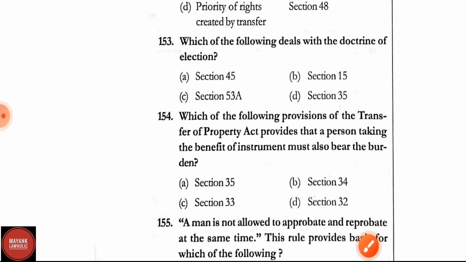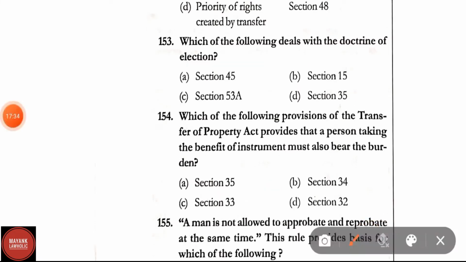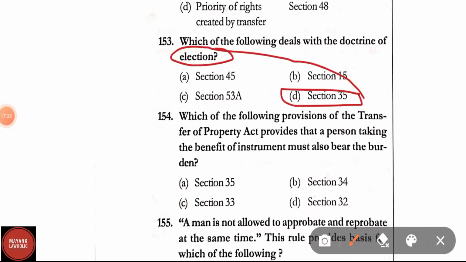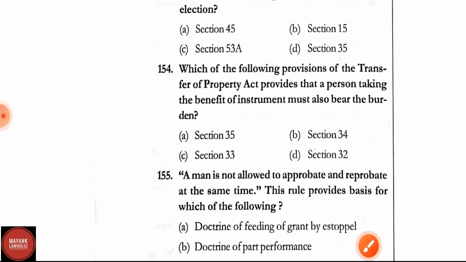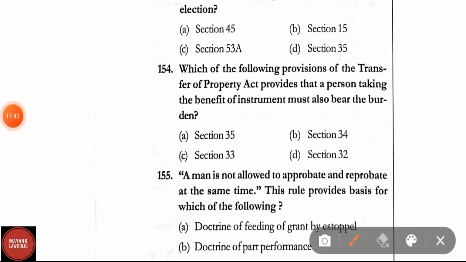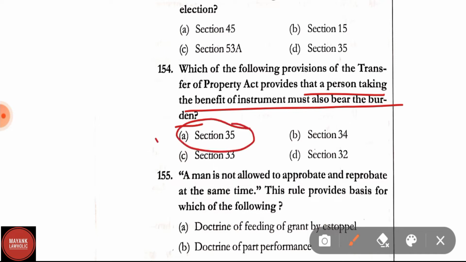Question number 153. Which of the following deals with the doctrine of election? Correct answer is section 35. Section 35 deals with the doctrine of election. Question number 154. Which of the following provisions of TPA provides that a person taking the benefit of instrument must also bear the burden? Options are section 35, section 34, section 33, section 32. Correct answer is section 35.